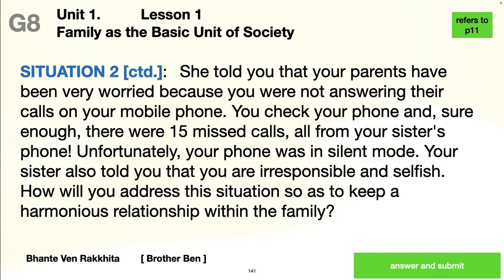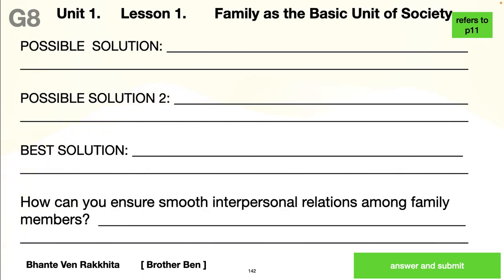So she says that it was the parents who were calling, but it was from her phone, but it might have been their parents using her phone. So I think the idea is there she was acting like a parent to you. So answer and submit that question at the end. And then another additional question: how can you ensure smooth interpersonal relations among family members? Answer and submit.